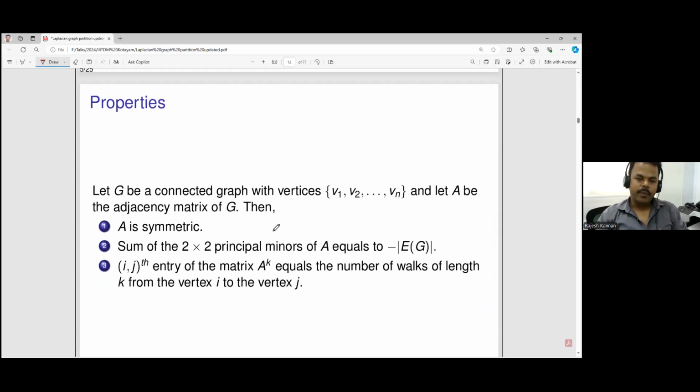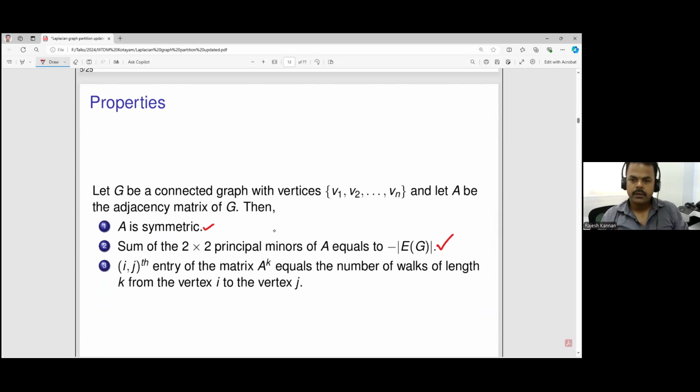So some of the basic properties about graphs one can infer from the adjacency matrix: the first one is that it is symmetric. It's sort of trivial. We can observe it from the definition. Now, if you take the sum of the 2 by 2 principal minors of the matrix A, then that should be equal to the negative of the number of edges.